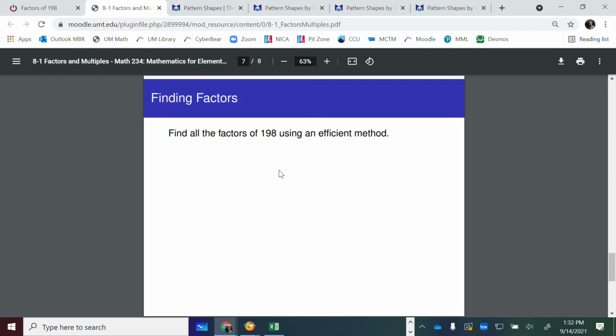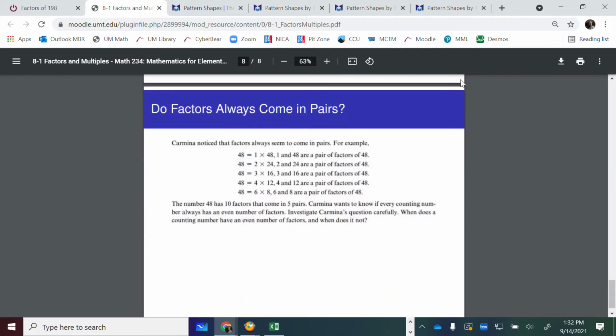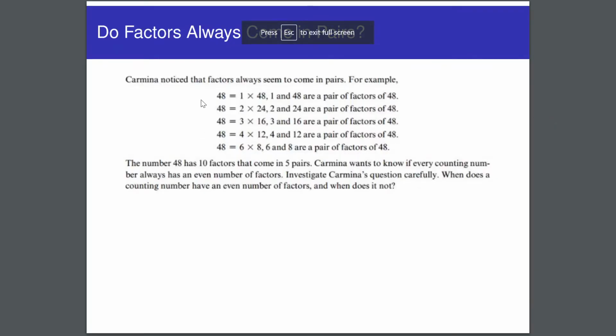Let's go ahead and end on one other question I find really interesting. So here's a nice question from your author. She says this. She says, Carmina noticed that factors always seem to come in pairs. So for example, 48 can be written as 1 times 48, 2 times 24, 3 and 16, 4 and 12, 6 and 8. So the number 48 has these 10 factors that come in 5 pairs. And Carmina wants to know if every counting number always has an even number of factors.